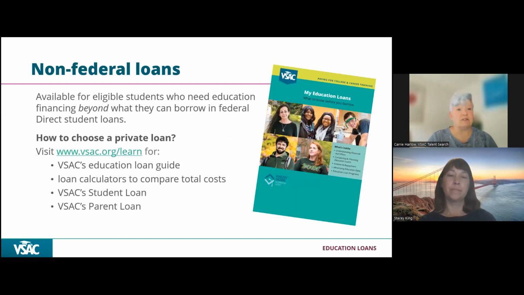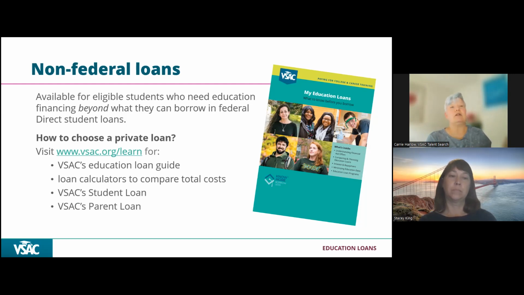For non-federal loans, VSAC's a lender of non-federal loans. They're available for students who need educational financing beyond what they can borrow in federal student loans. When we're talking about college costs at $70,000 a year, and you say the maximum federal loan a student who's a dependent can take out is $5,500, that may leave a gap. And so these private loans can actually fill in this gap.